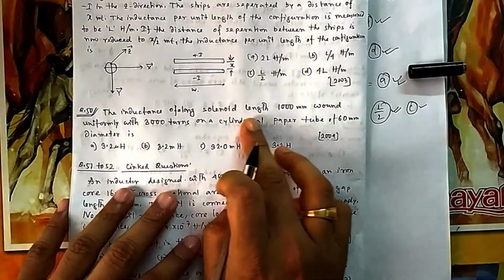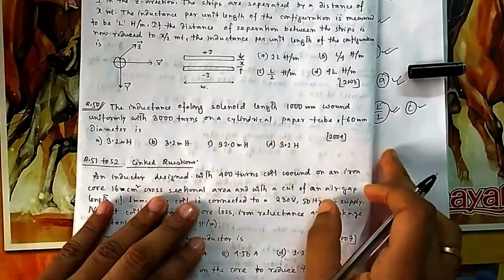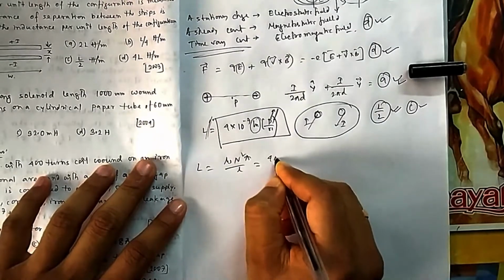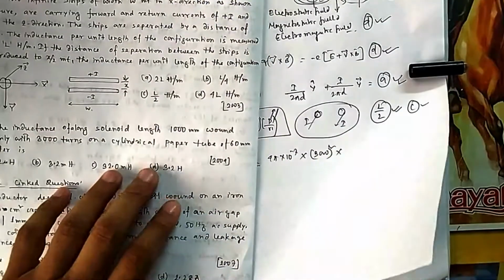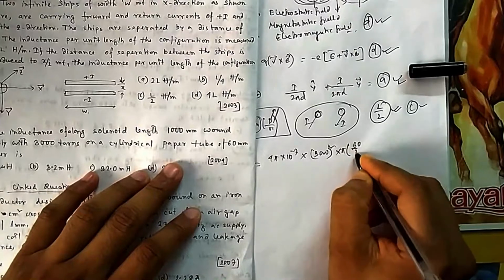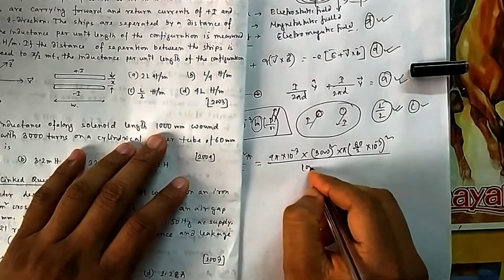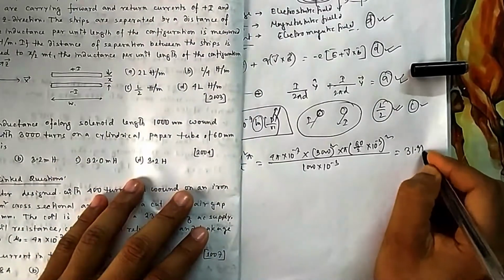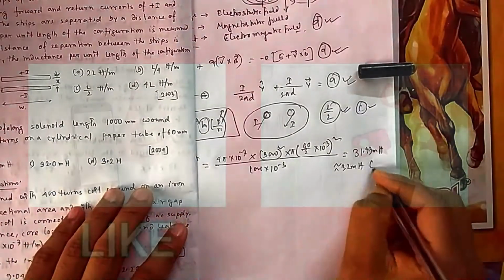The inductance along the solenoid length, this much wound uniformly over 3000 turns on a cylindrical paper tube of this much diameter. So inductance, you know, this is the formula mu 0 n square A by L. We have used this formula earlier. Mu 0 is 4 pi into 10 to the power minus 7. N is 3000 square. And what is its area? Area is 60 mm diameter. So it will be pi r square, 60 by 2. Mm means 10 to the power minus 3, pi r square divided by L. Length is given 1000 mm. So 1000 into 10 to the power minus 3. So if you do this one, you will get 31.97 millihenry. That is approximately 32 millihenry, which is your option C.